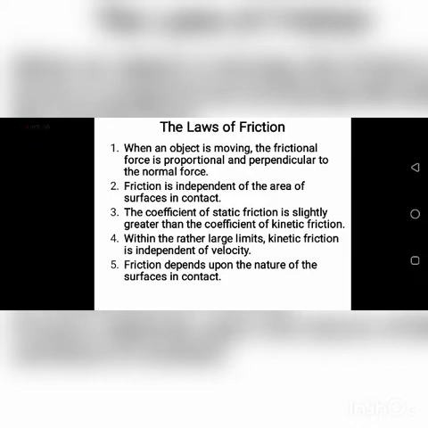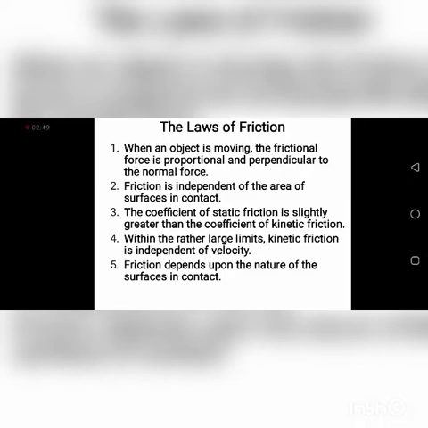Independent of the area, irrespective of the area of contact of the object on the surface, friction will still take place. Even if the area is small, provided there is contact between two surfaces, friction will occur. The coefficient of static friction is slightly greater than the coefficient of kinetic friction. Within a rather large limit, kinetic friction is independent of velocity.